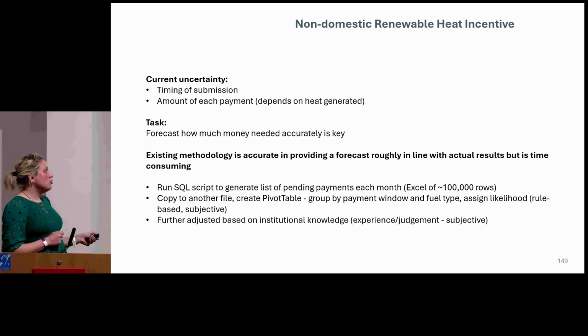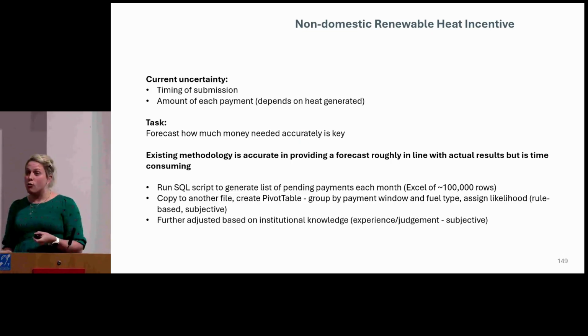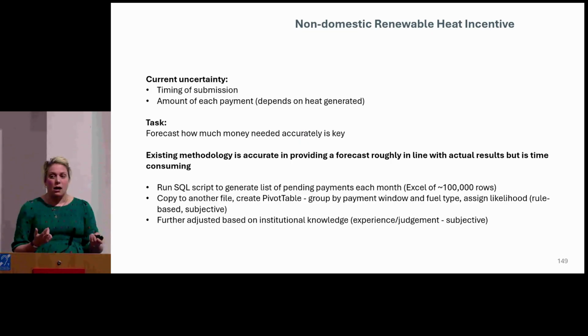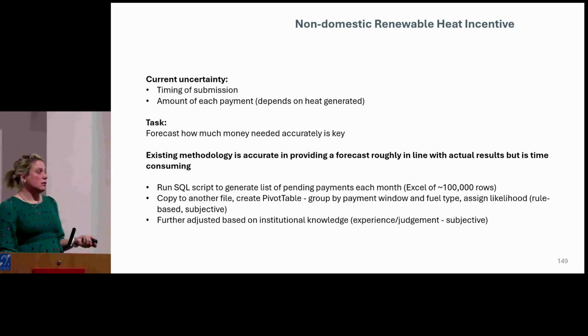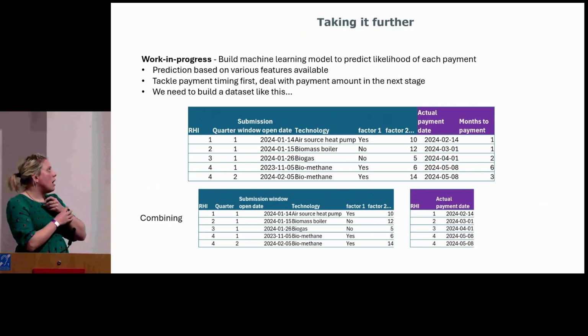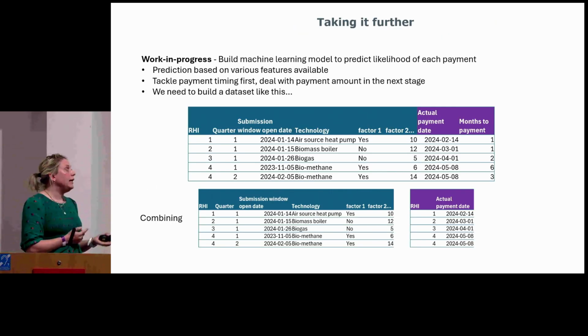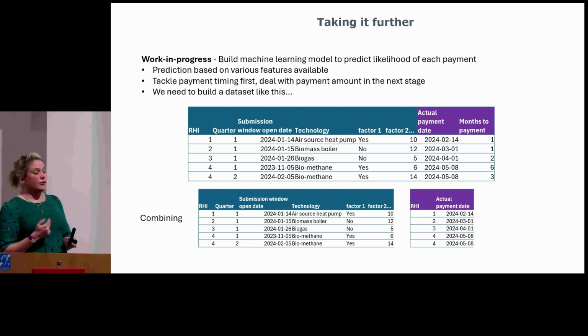So even though the methodology at the moment is okay in terms of the forecast, it's extremely time consuming and isn't making best use of the data, and isn't helping us have this data in other scenarios as well. So there's work going on right now around building a machine learning model to better predict the likelihood of payments.